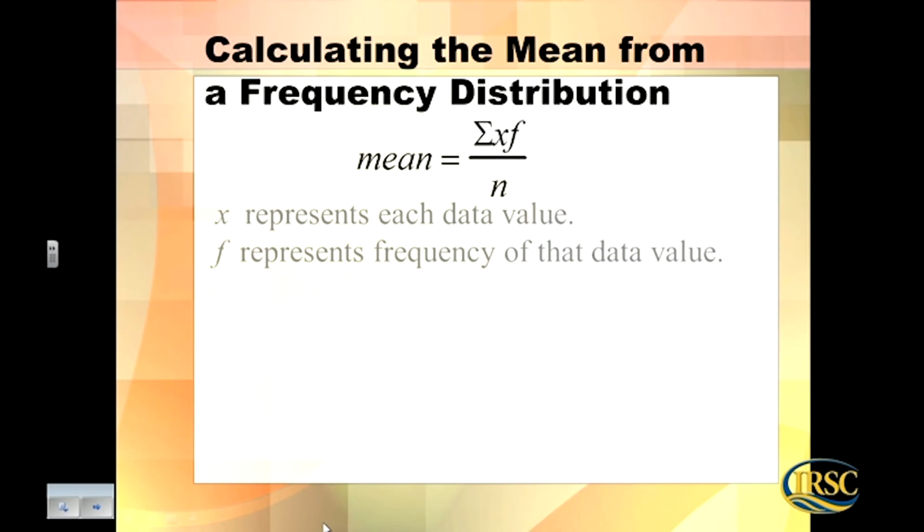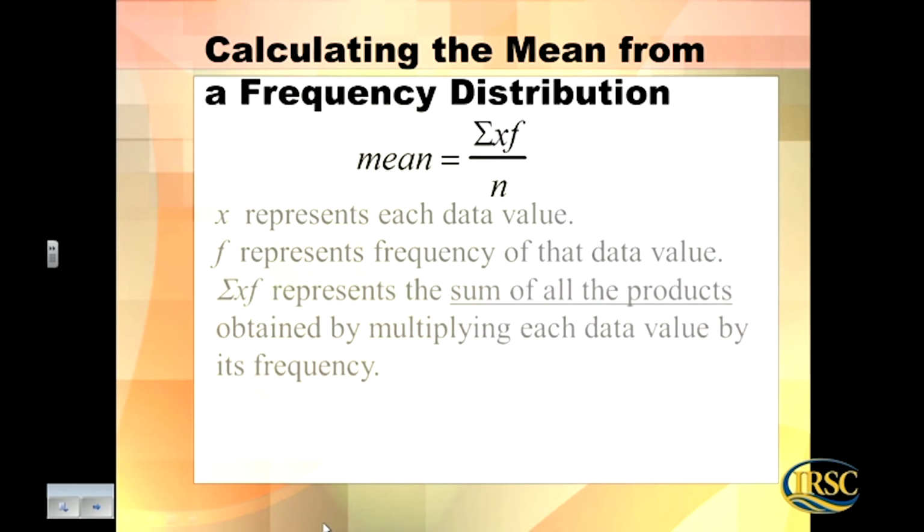And so let's say that you're looking for the number 1, and the number 1 came up 4 times. So you have to do 1 times 4, and that's your first value. So xf means multiply, just like in algebra. So multiply xf, xf, xf, and so that's your next thing. So sigma xf represents the sum of all the products obtained by multiplying each data value by its frequency. The sum of all the products.